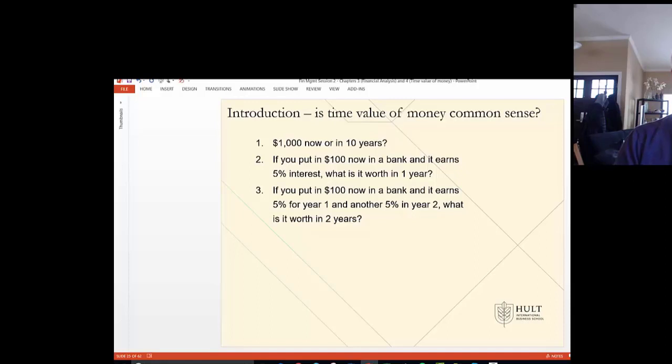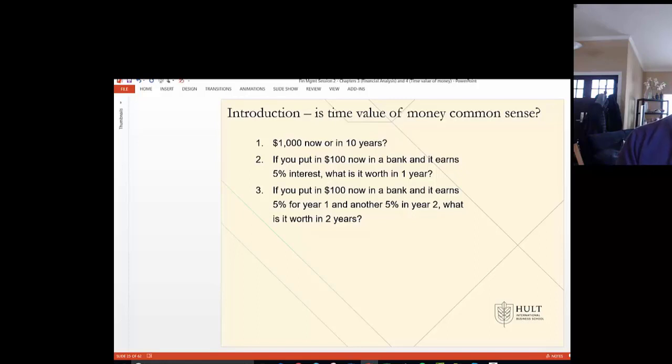So let's try a second one, which I think is also easy for you. If you put $100 now in a bank and it earns a 5% per year interest rate, what is it worth in 1 year? That's a pretty simple one. You may not even need a calculator to do that math.